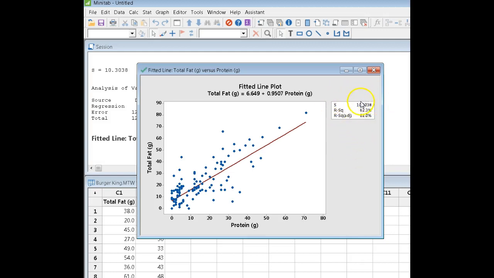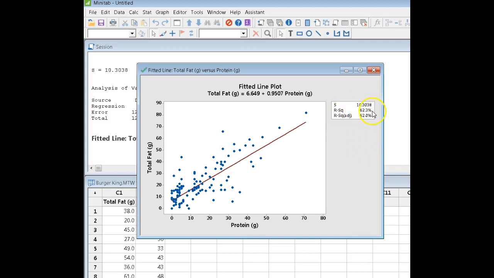So what this really tells me is that on average, my data deviate from the line of best fit by 10.3 grams of total fat. And really what that's telling me too is that if I were to use this equation and plug in some amount of protein and solve for the amount of total fat, my prediction is probably going to be off on average by 10.3 grams. That's how much of an error I'm likely to have.